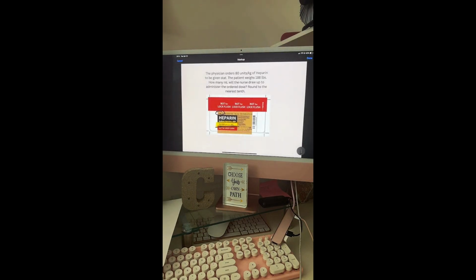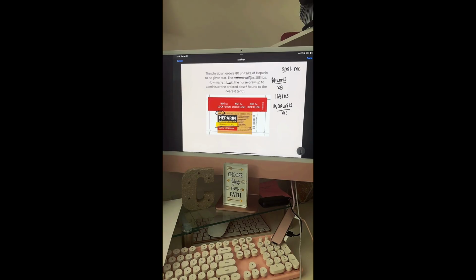All right. So let's solve it. What are we looking for? Milliliters, right? So that is my goal. So what are my puzzle pieces? I've got 80 units per kilogram. Okay. I got a 188-pound patient. And then I've got 10,000 units per milliliter according to my label. Okay. So I'm going to write it at the bottom because I ran out of space.